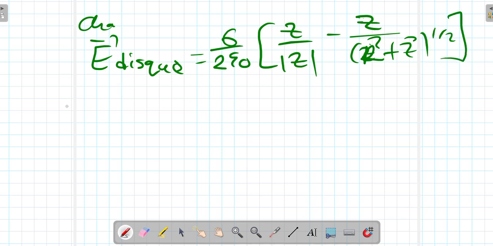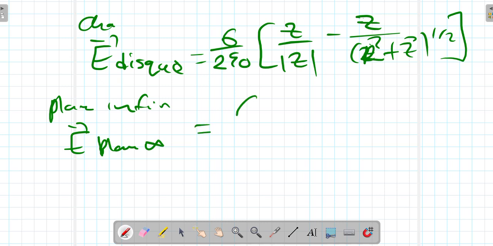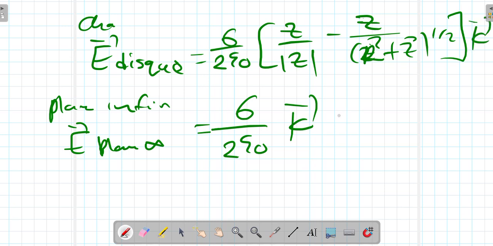Then for the plane infinity, that is E. E for the plane infinity is equal to sigma over 2 epsilon 0, and they are all in the direction of k. Okay, and that is how you find the electrostatic field of a disk, which has a lot of work. Then for the plane infinity, we did it in the first session.